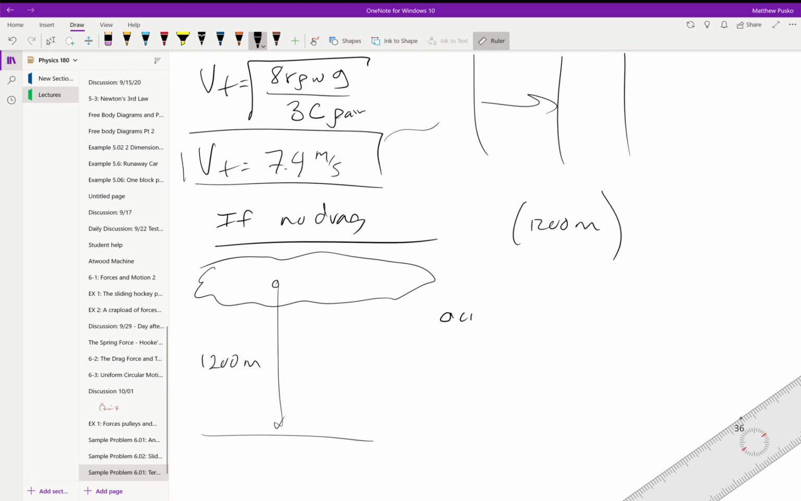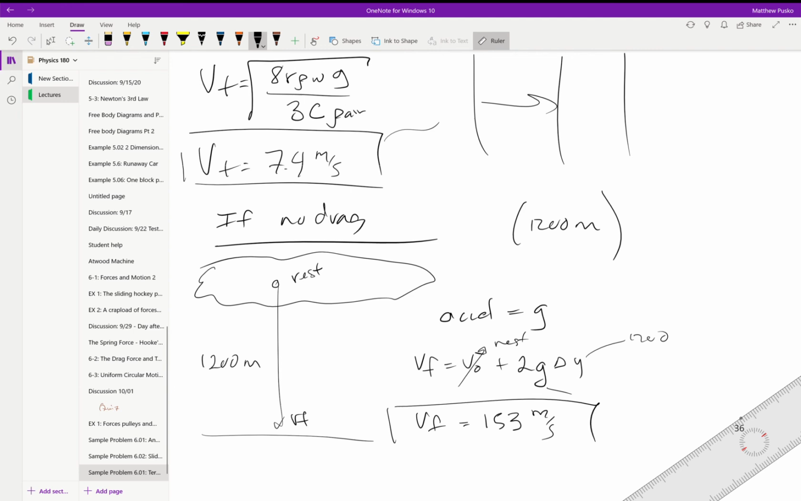The acceleration is just g in this case, so all we have to do is, it started from rest. We want to find the final velocity, and it fell 1200 meters. We can say v final squared is equal to v naught squared plus 2 times gravity times delta y. This is the 1200. We know g, and it started from rest. So we can calculate our final velocity as 153 meters per second. Way faster, right?